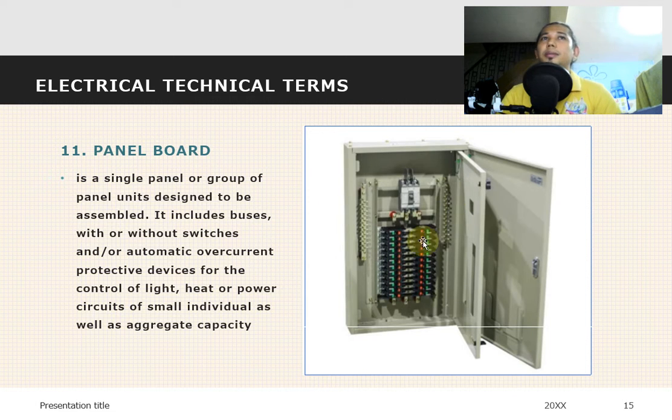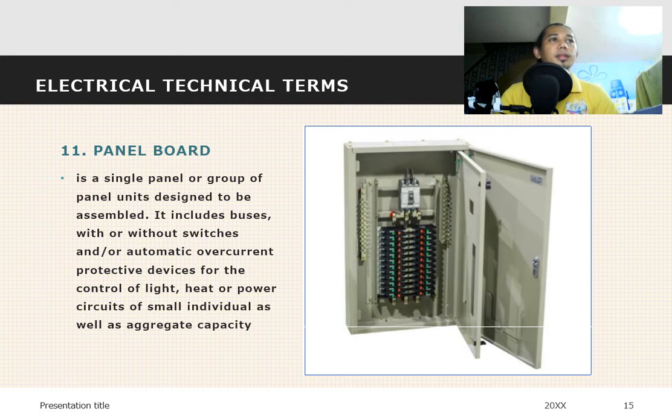We have also here the panel board. As what I said, everything we see here is the breaker. And each breaker connects to a part of the house, like the kitchen, the sala. So, it will have separate connections. It's a single panel or group of panel units designed to be assembled, including buses, with or without switches and automatic overcurrent protective devices, for the control of light, heat, power circuits, and small individual as well as aggregate capacity.